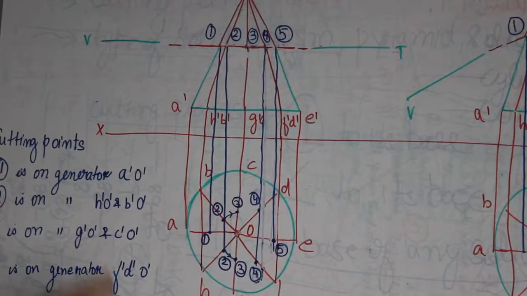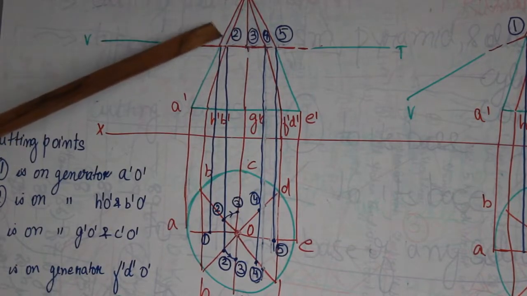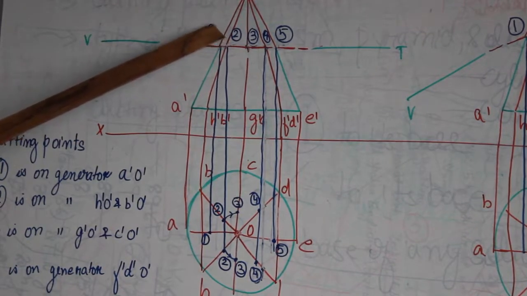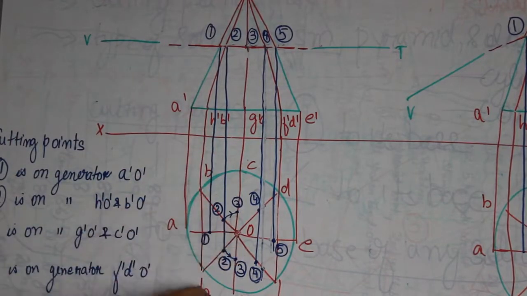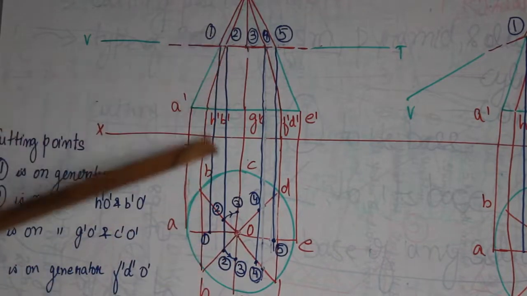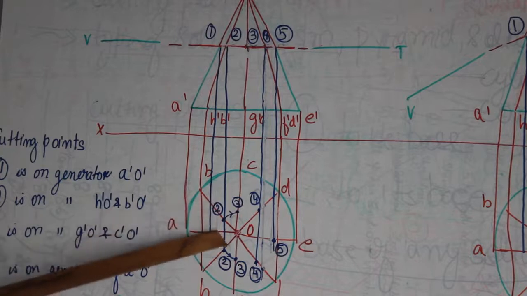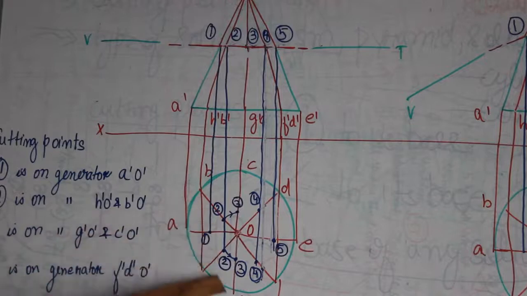All the cutting points have been obtained in the top view. We have dropped the projections from cutting point 2 straight onto the generators BO and HO in the top view. Wherever this straight line cuts the generators in the top view, we mark the points in step 2 on both sides.